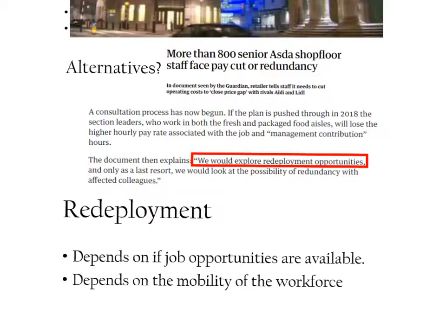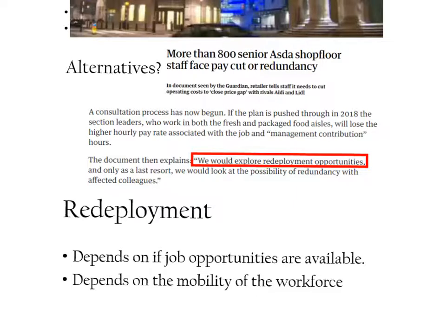Now, what redeployment relates to is, instead of making them redundant, trying to actually employ them in a different role elsewhere in the company. That could be in a different functional area. It could be in a completely different role. It could be in a different channel, a different site. So there's lots of different ways they could carry out redeployment. However, what it does depend on is if there are actually opportunities available. Have they got the opportunity to be redeployed?